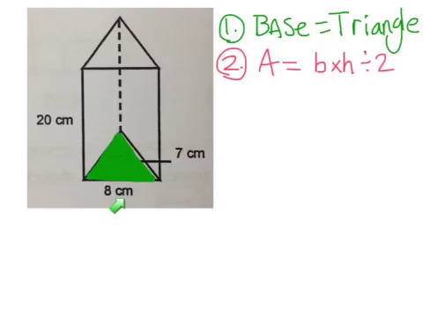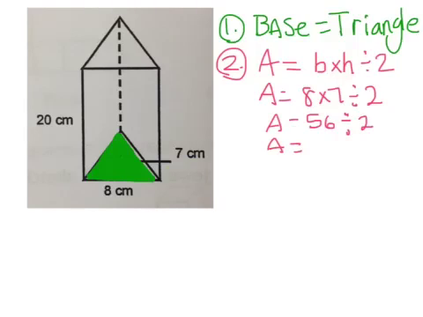The base of this triangle is 8. The height of this triangle is 7. So I'm going to do 8 times 7 divided by 2. 8 times 7 is 56. If you divide 56 by 2, you should get 28. So the area of the base is 28.